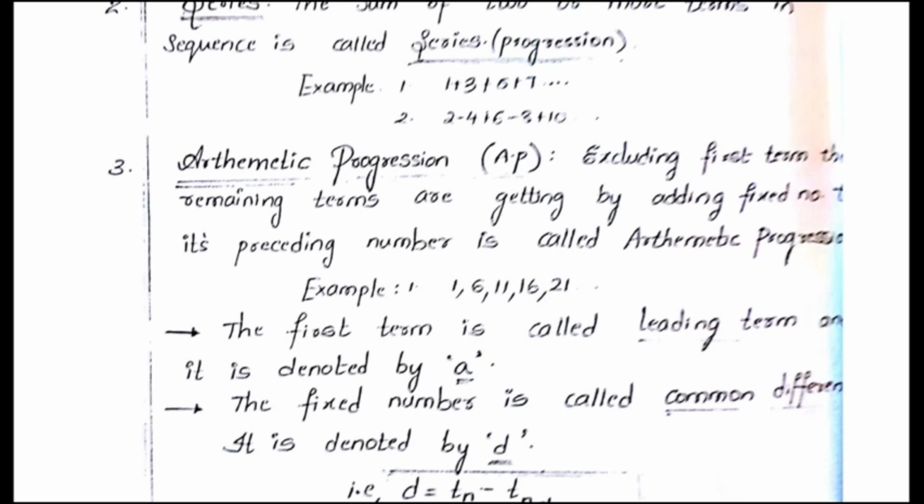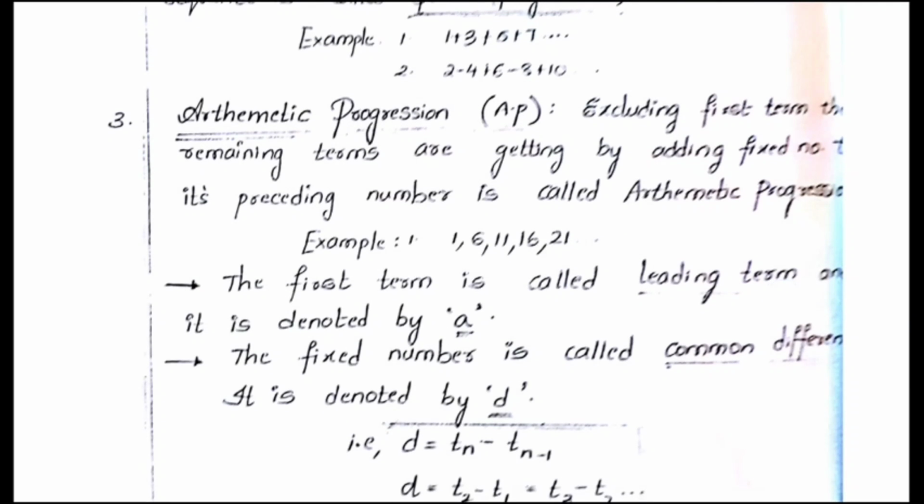I will explain with an example so you can easily understand. See here, 1. This we are excluding, means we are leaving. How are we getting the remaining terms? By adding a fixed number to the preceding number. So I am adding the fixed number 5. 1 plus 5 is 6, 6 plus 5 is 11, 11 plus 5 is 16, 16 plus 5 is 21, 21 plus 5 is 26 and so on. Like this we get an arithmetic progression.